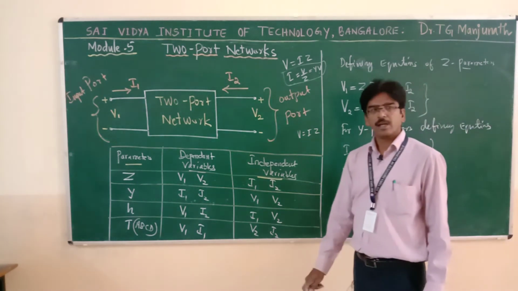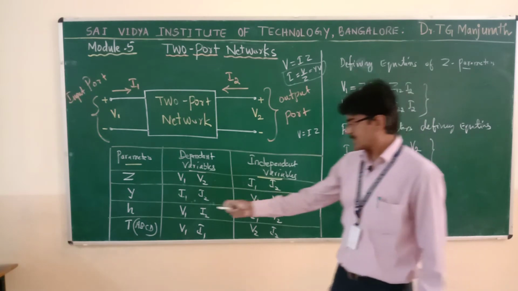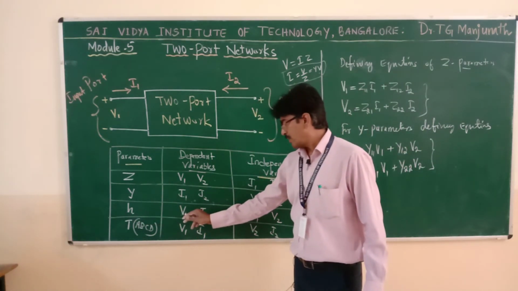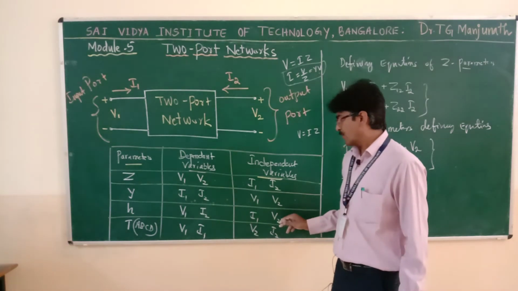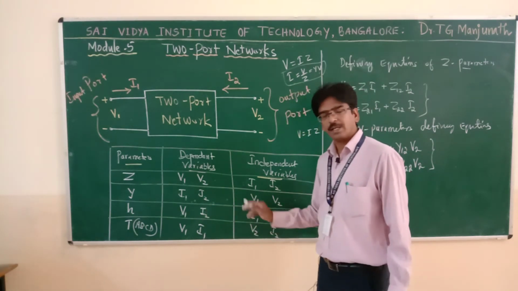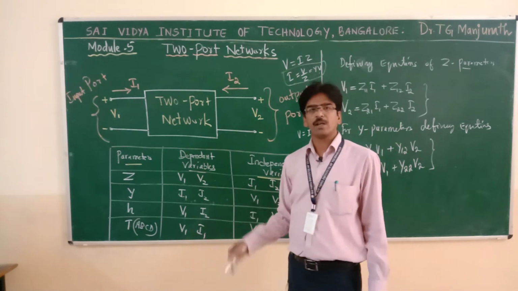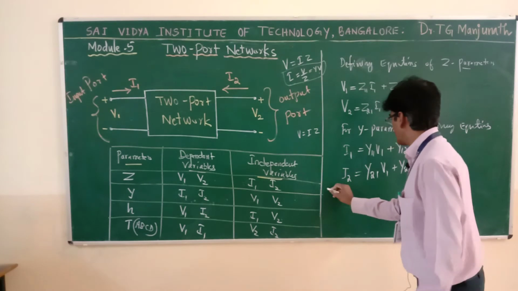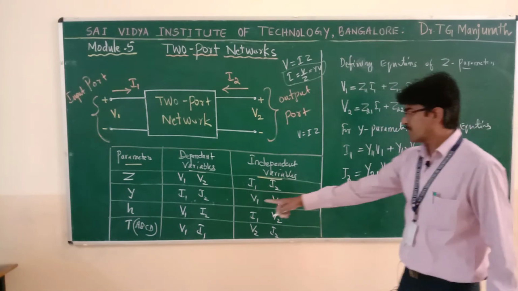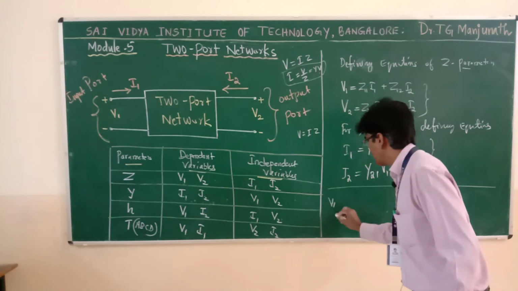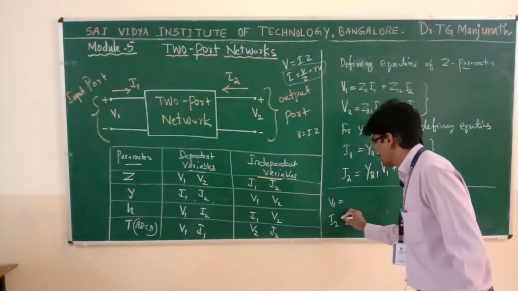Suppose if you want to write the defining equations of H parameters, what should you write? V1 is depending on I1, V2. I2 is depending on I1, V2. As coefficients, you should write H11, H12, H21, H22 like that. So you have to write two equations. One is the V1 equation, another is the I2 equation.